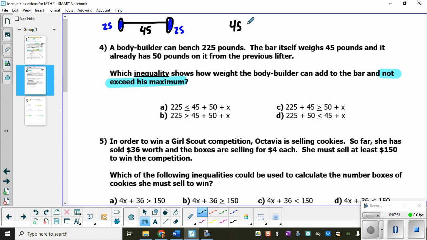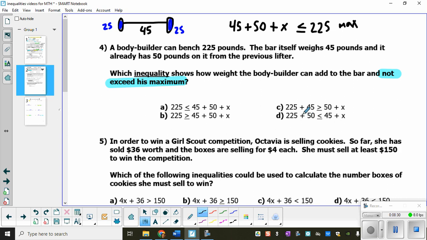The bar itself is 45, plus the 50 that's already on there from the previous lifter, plus whatever weight our new person's going to put on there has to be less than or equal to the 225 pounds that they can actually bench press. So again, the bar plus the weight that's already on there, that's already going to be 95 pounds. So then the 95 plus whatever else just has to be less than or equal to the 225 pound max that the bodybuilder can bench press. So here we're looking for all of the numbers to be less than or equal to 225.